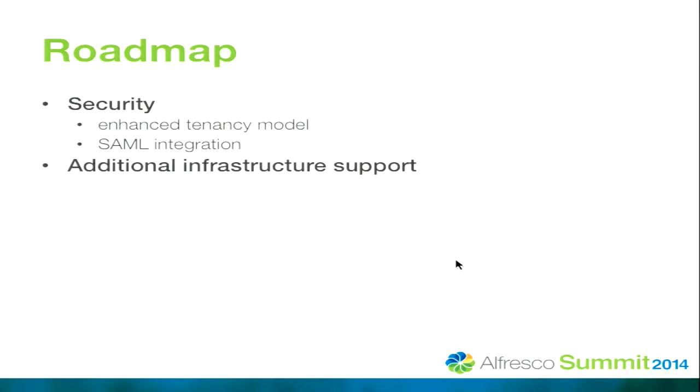Additional infrastructure support. At the moment, we're only using this in Amazon, but with the libraries that we've used, it won't take long to be able to support other cloud vendors and other infrastructure. So even on-premise, VMware, there's APIs in most of these products now, so it should be relatively easy to do.